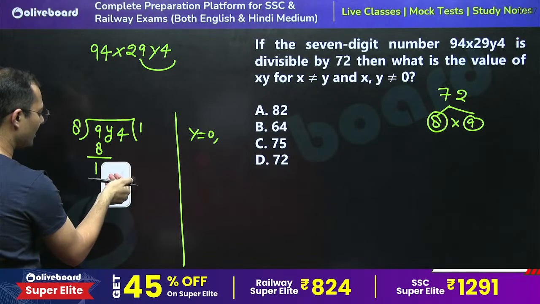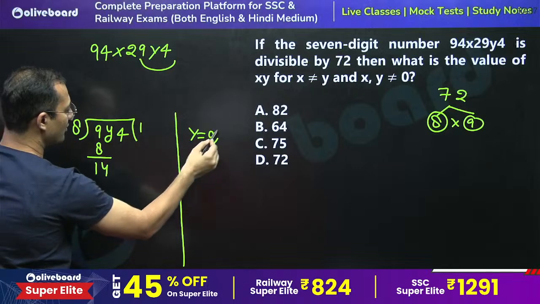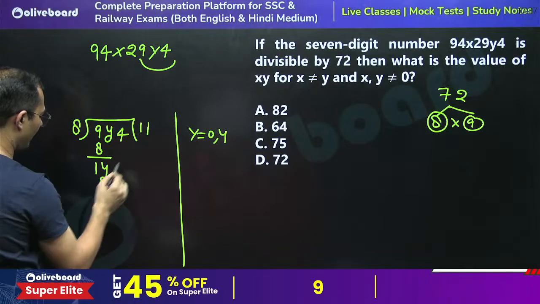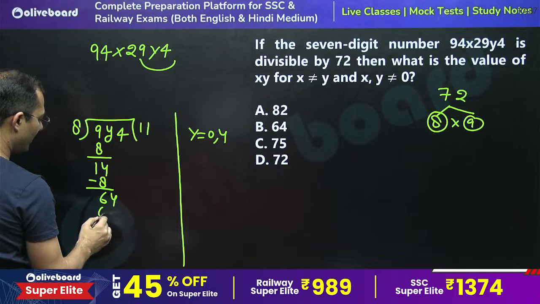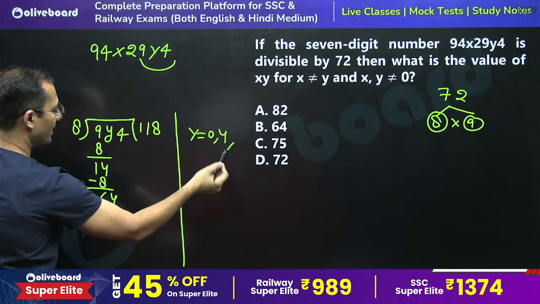If I place 3, again not possible. If I use 4, right? So if y is equal to 4, what will I get? 8 1s are 8, so I will get 6. So now it is completely divisible. Yes, so we can say that we can take 4.